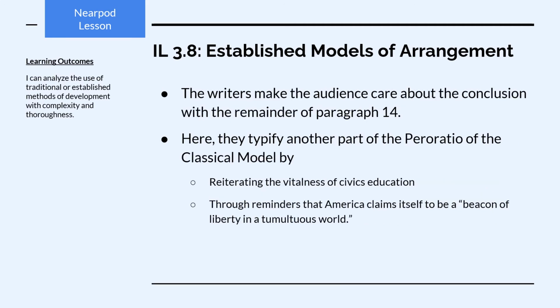The writers finally make the audience care about the conclusion with the remainder of paragraph 14. Here they continue to typify that other part of the peroratio of the classical model by reiterating the vitalness of civics education through reminding us that America claims to be this beacon of liberty in a tumultuous world. It's sort of once again suggesting that we would be hypocritical not to practice what we preach at home.